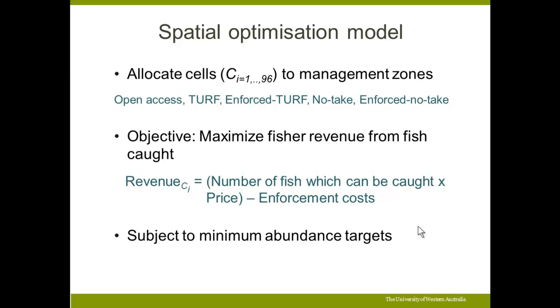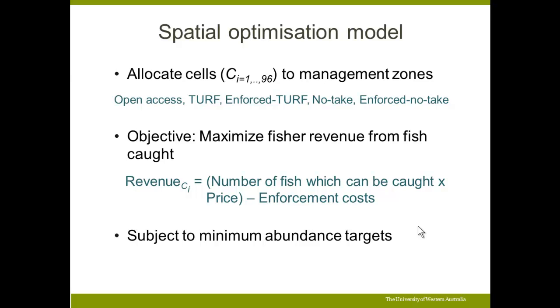This model allocates each of our 96 cells to one of the 5 different management zones: open access, turf, enforced turf, no-take, and enforced no-take. The objective of the model is to maximise fisher revenue from fish caught. Fisher revenue is equal to the number of fish which can be caught multiplied by market price. And if the model allocates a cell to an enforced zone, the cost of that enforcement is also incurred. So we have a very fisher-centric model in that we're looking purely at maximising their revenue.